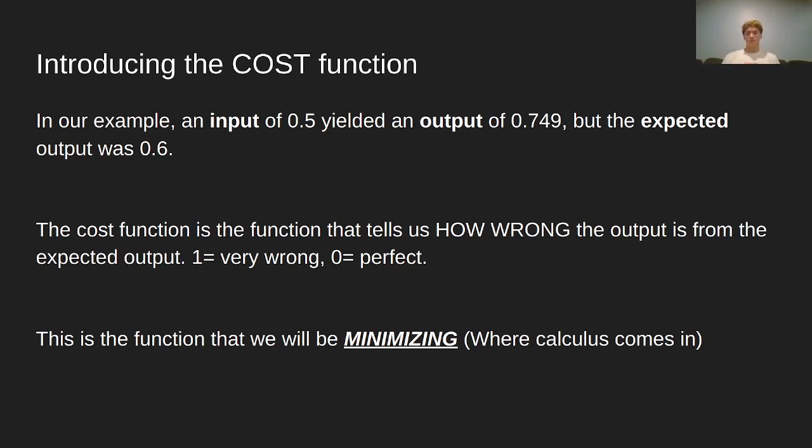But this is like the evaluation function that tells us our neural network is super good at adding 0.1 or super bad. So 1 would be it's super bad, and 0 is perfect. It added 0.1 exactly. And this is where the calculus comes in, because this is the function that we're minimizing. We're minimizing how bad our network is, and therefore giving us the best possible network.